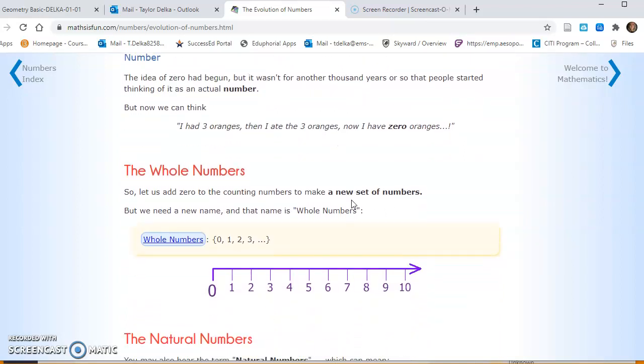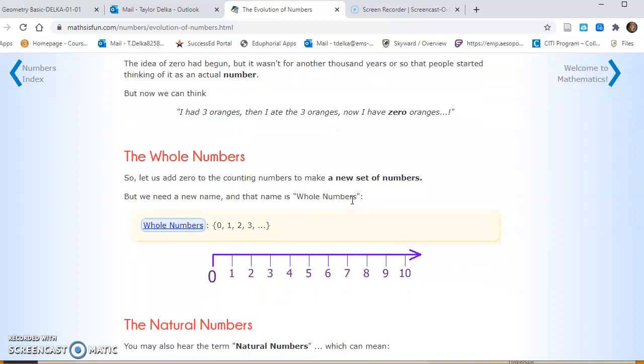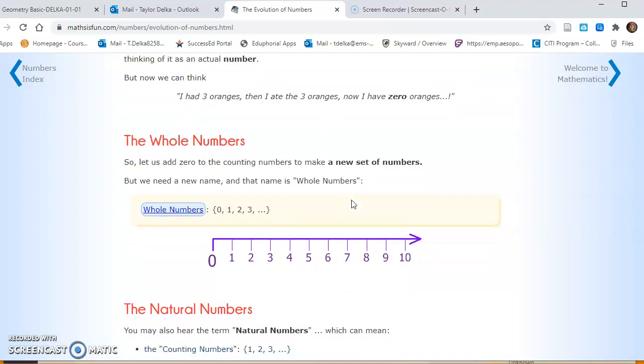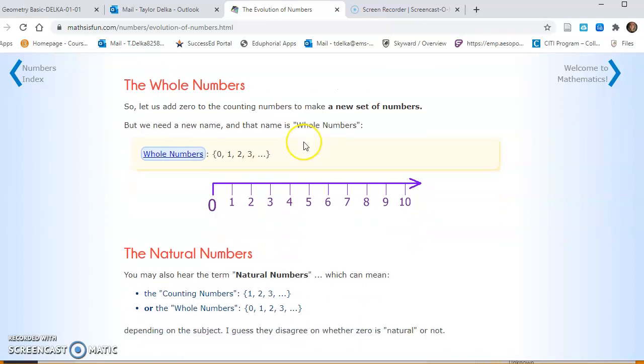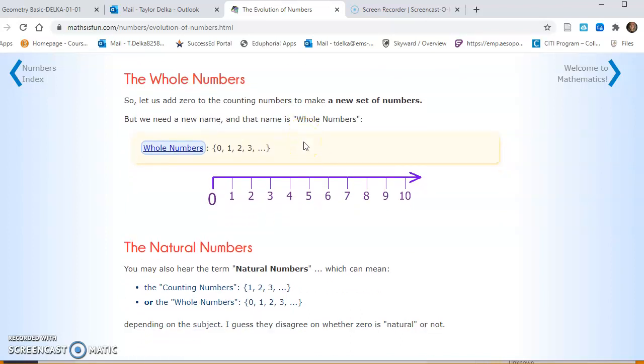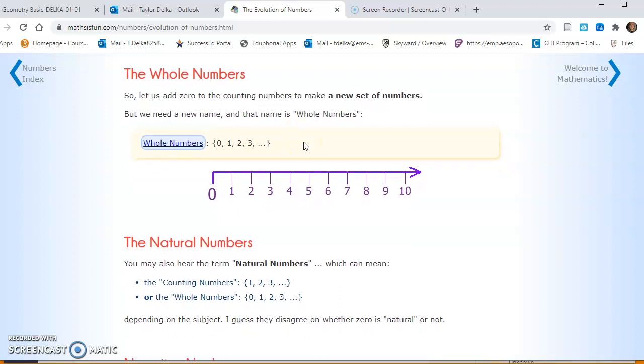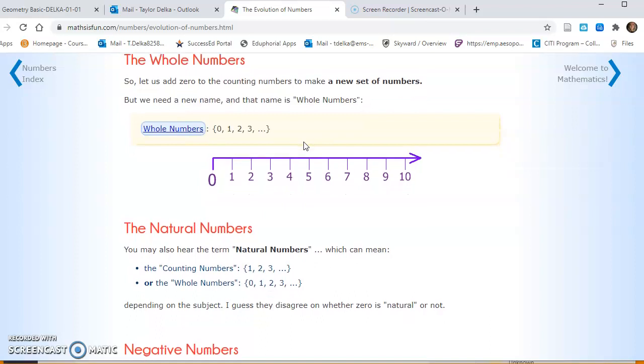And then we're going to discuss just the word number. There's an idea of 0 that began, but it wasn't for another 1,000 years that people started to think of it as an actual number. So the example given is like, I had 3 oranges, then I ate 3 oranges, so now I have 0. And again, these are things that you've probably heard of before, but we need to discuss them, and I want you to have the history behind numbers to start Algebra 2 out the correct way.